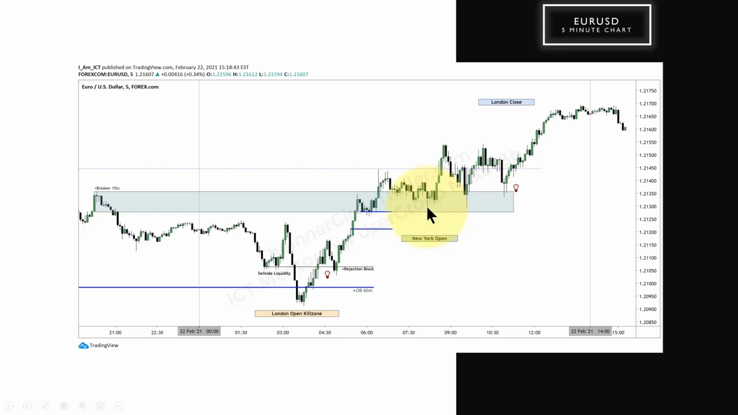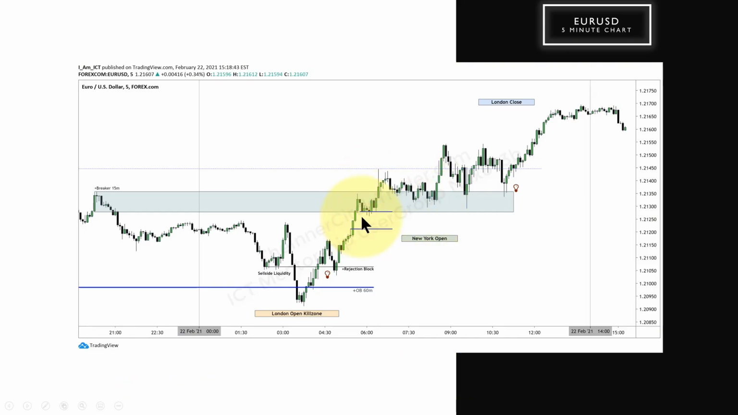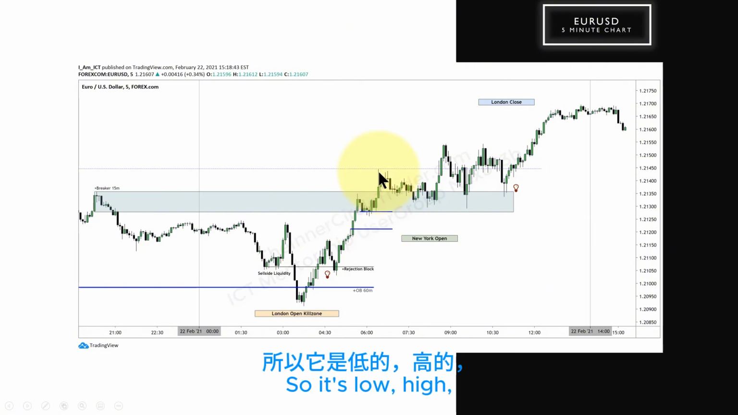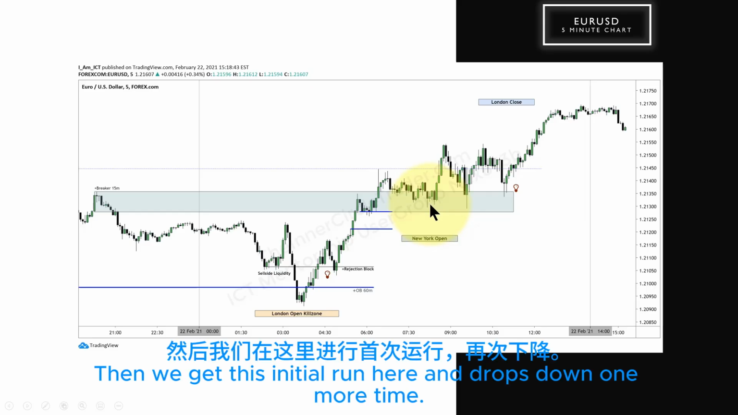And then we have the market trading into optimal trade entry here. So it's low, high, long, drawn out until it gets into New York. Then we get this initial run here and it drops down one more time.